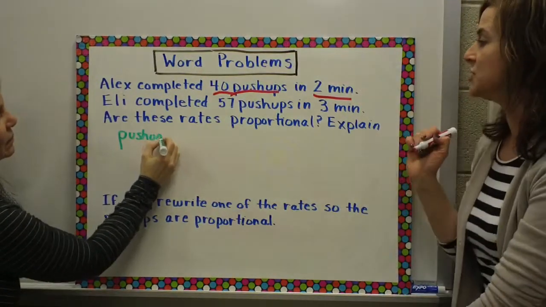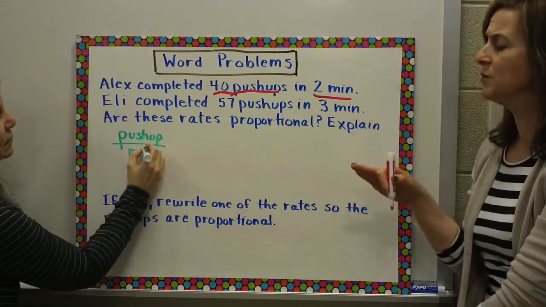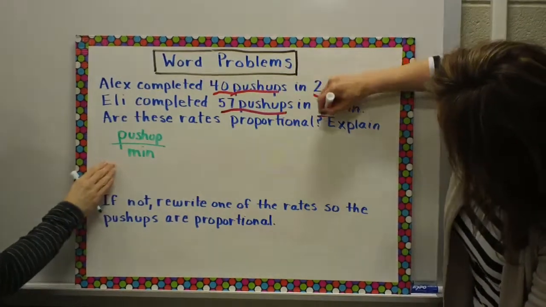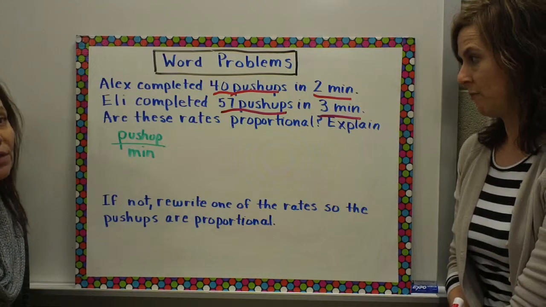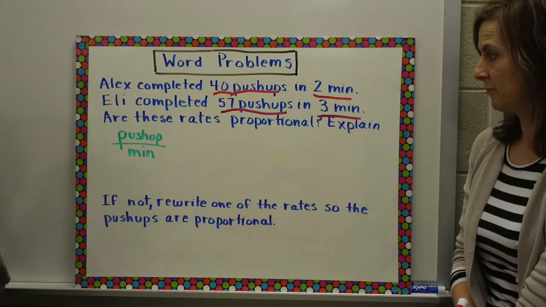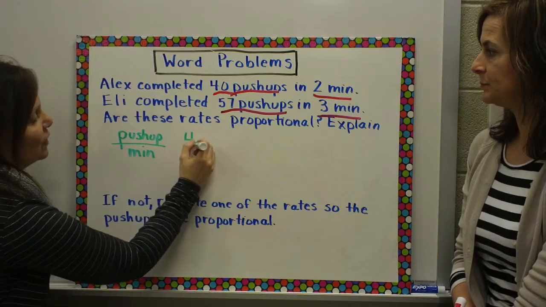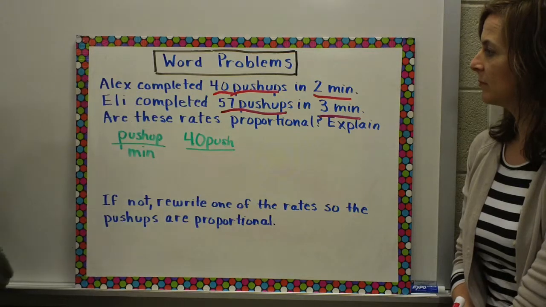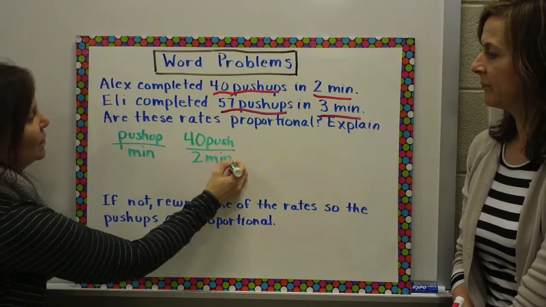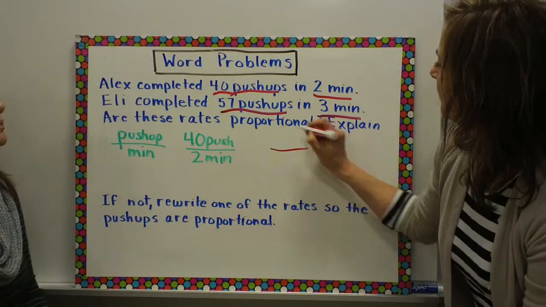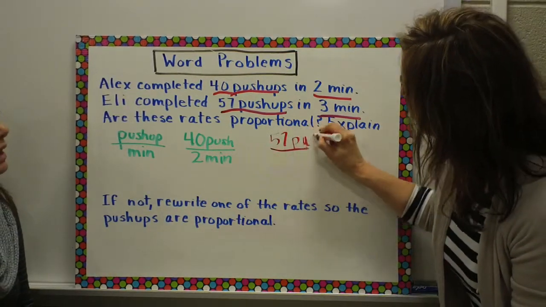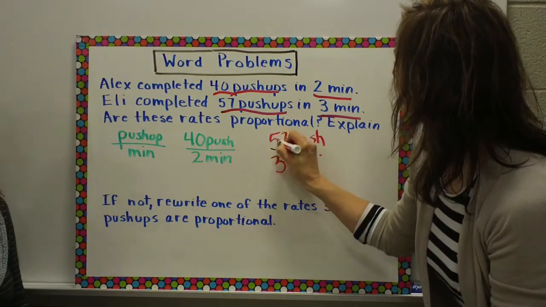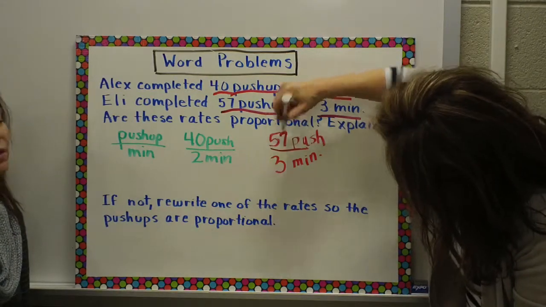And so Mrs. Lesh is going to show you the comparison. So we are comparing push-ups to minutes. I want to make sure that I write both of my rates in the same form. So for Alex, we're going to have 40 push-ups and 2 minutes. For Eli, we're going to have 57 in 3 minutes.